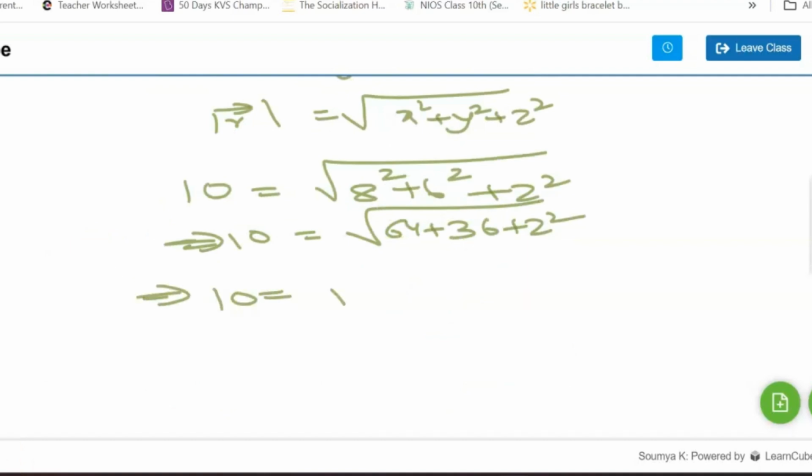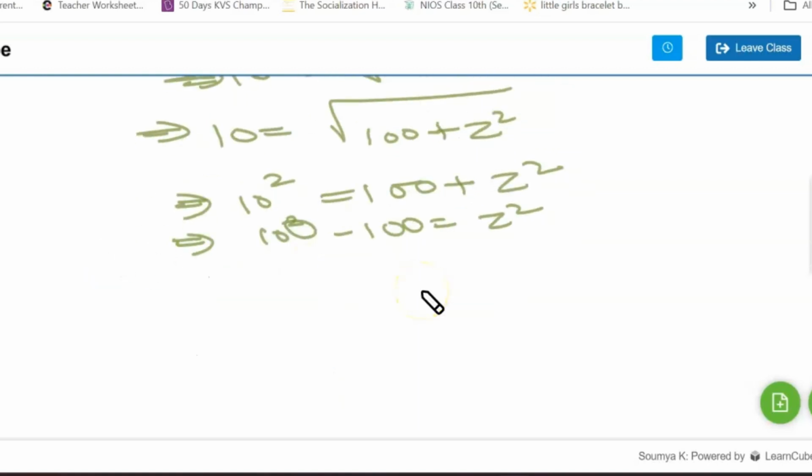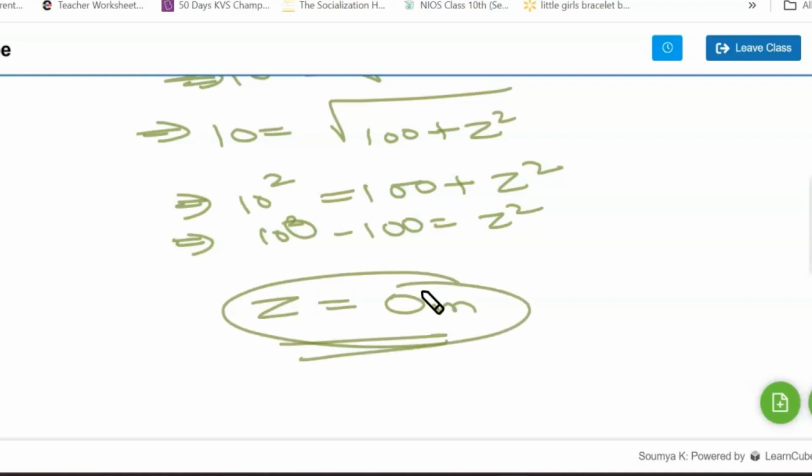Just follow what I'm doing here. 10 square, that is 100, equals 100 plus z square, or you can say 100 minus 100 equals z square, and the z component is 0. 0 square is 0. So this is the value of your z.